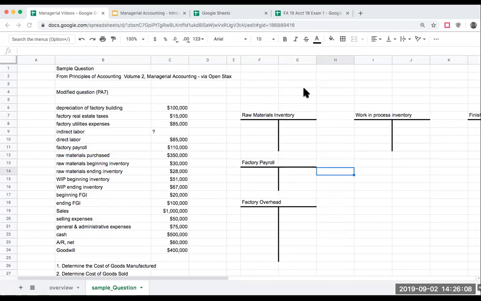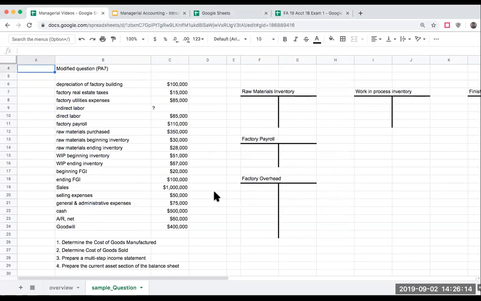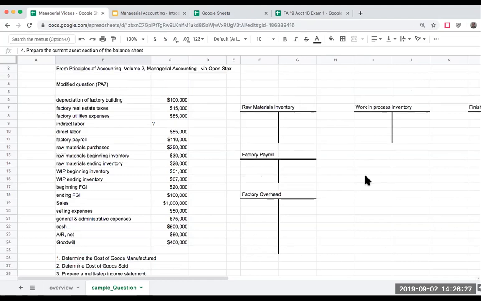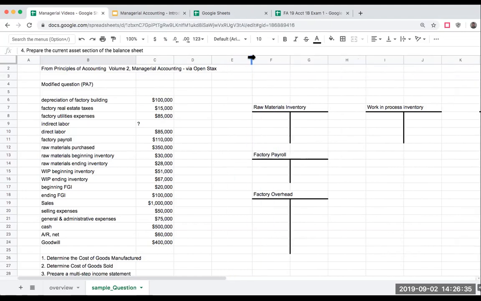Okay, and we're back. We're going to use the T accounts to solve the first few parts of this particular question: we need to determine the cost of goods manufactured, we need to determine the cost of goods sold, we'll prepare a multi-step income statement, and we're going to prepare the current assets section of the balance sheet. As we go through these different items, let's figure out where these should actually be going.